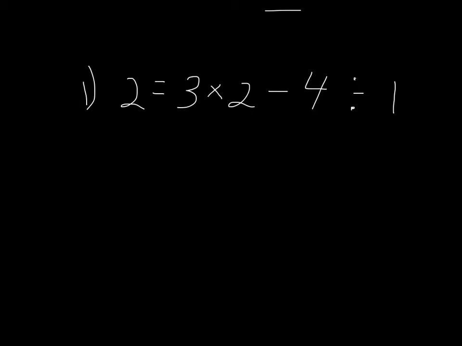So if we follow PEMDAS, we would have to do multiplication first. So it's 3 times 2, 6, minus, and then we do division next, right? 4 divided by 1 is 4. Oh, look at that. It's going to work. 6 minus 4 equals 2. It worked this time. What if I decided to do it without following the order of operations?